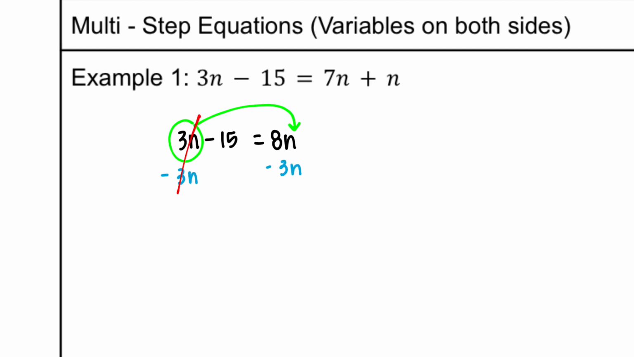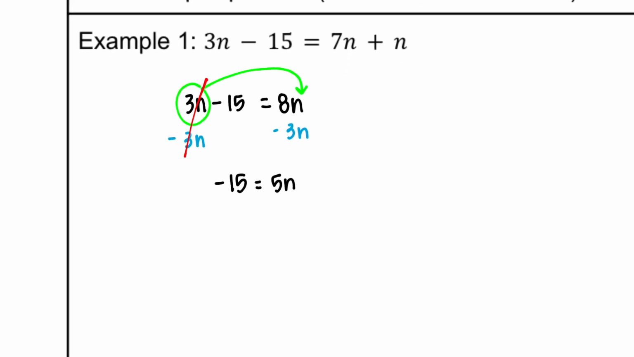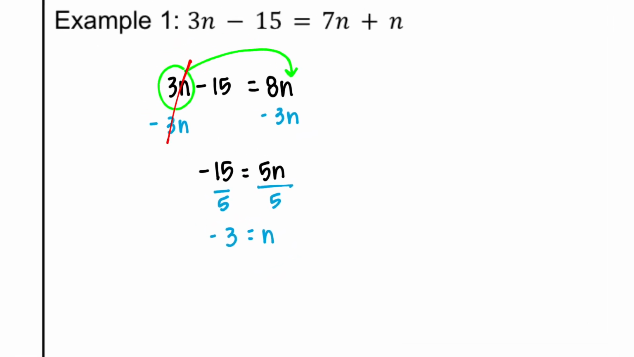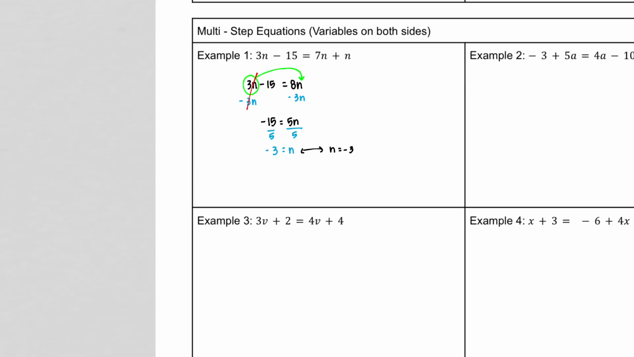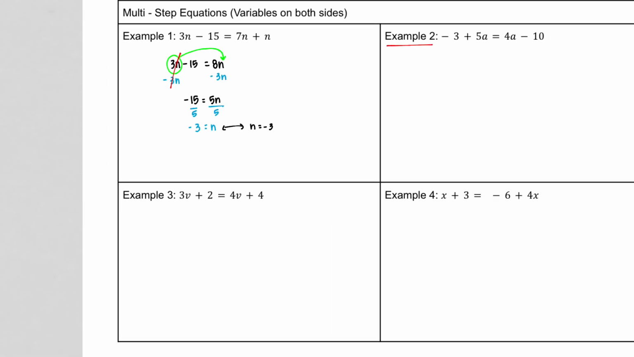So this cancels out here. I'm left with a negative 15 still is equal to 8n minus 3n, or 8 minus 3 leaves me with 5n. That 5n is stuck together, so I'm going to divide both sides by 5. So I have n equals negative 3. Negative 3 equals n is the exact same thing as n equals negative 3. So if you need to rewrite it, you can, but they do mean the same thing. So again, you do have 3 to try on your own.